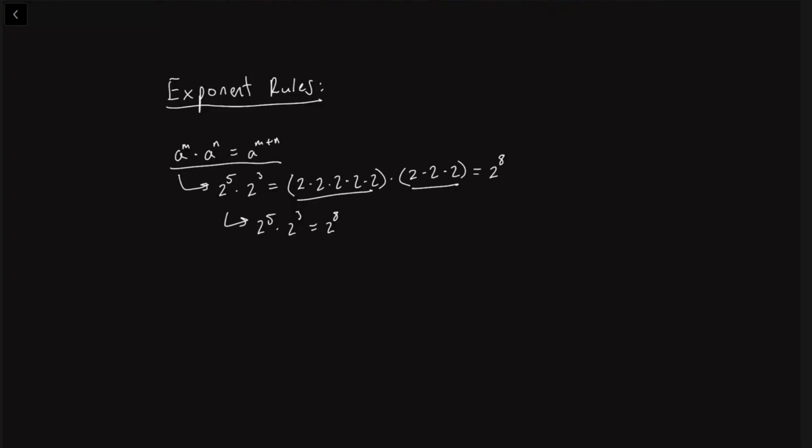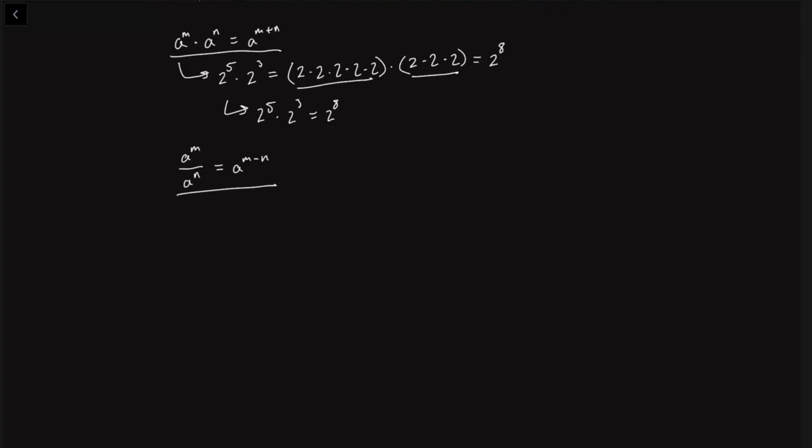Okay, the next exponent rule is a to the m over a to the n, which is equal to a to the m minus n. Once again, though, how do we know this is true? So if we look at, let's use the exact same numbers just so it stays consistent, 2 to the 5 over 2 to the 3. We can expand all out again, just like before. 2 times 2 times 2 times 2 times 2 over 2 times 2 times 2.